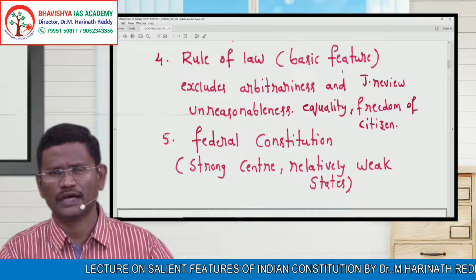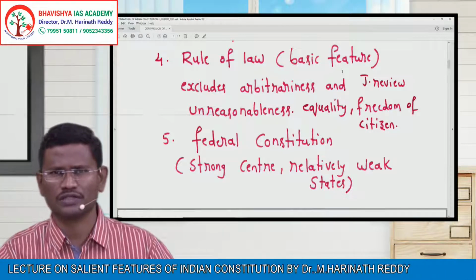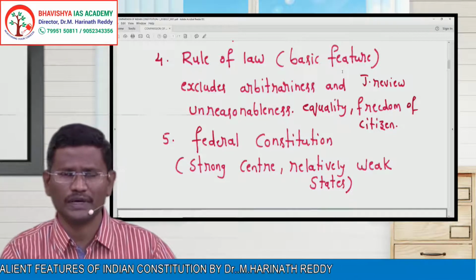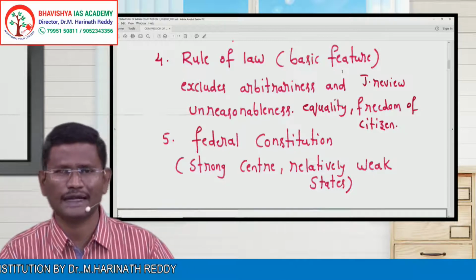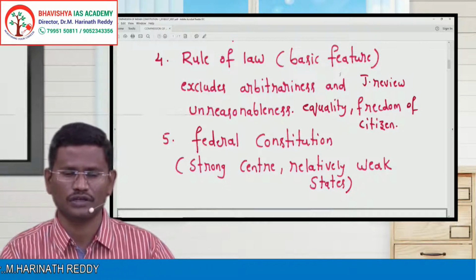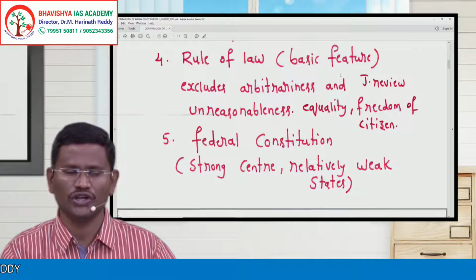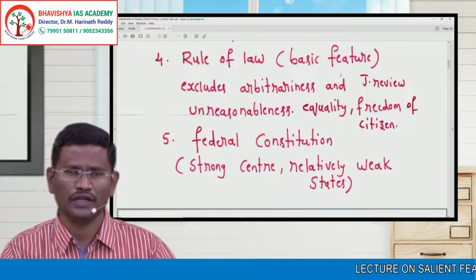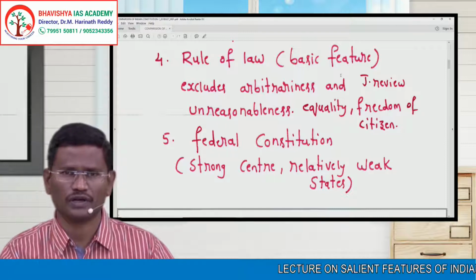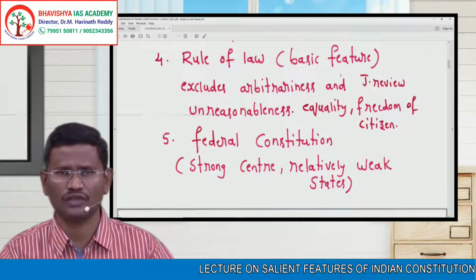So the reason why I compare Indian Constitution with other countries is so that you will better remember the things and you will better appreciate what is being taught. That's the reason. So this is the fifth salient feature. Indian Constitution is federal, and Indian Federal Constitution provides for a strong center and relatively weak states.